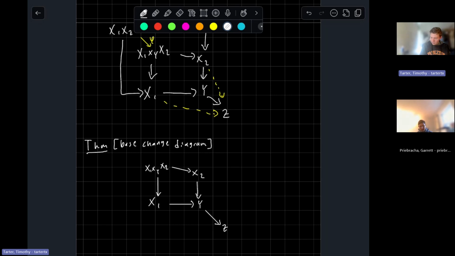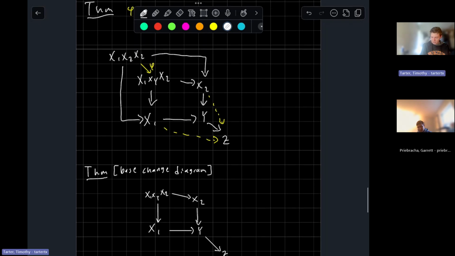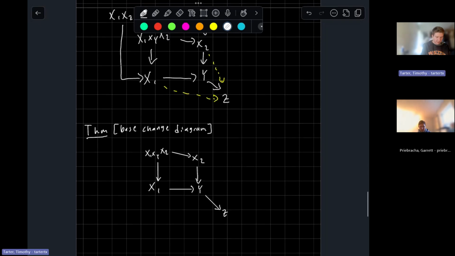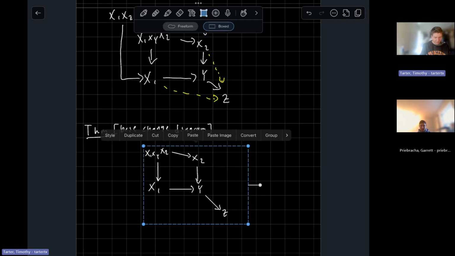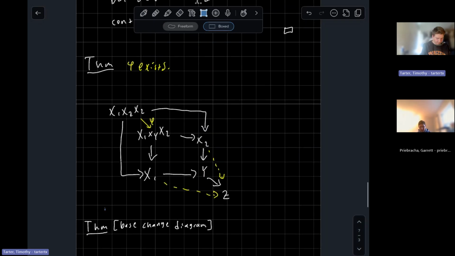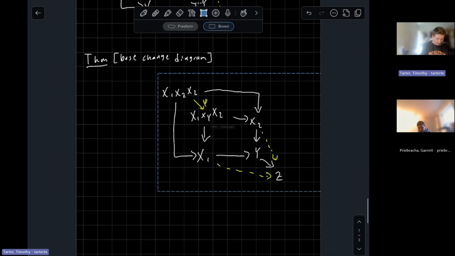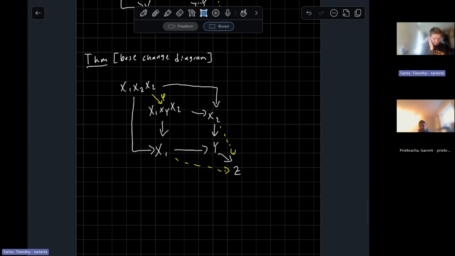And then we have the product of x1 and x2. Oh, wait, hold on. This is just a copy of the above. Hold on. But then we add one thing. So we have the Cartesian product through y and through z. We have a diagonal morphism. I'm adding all the new things in pink.